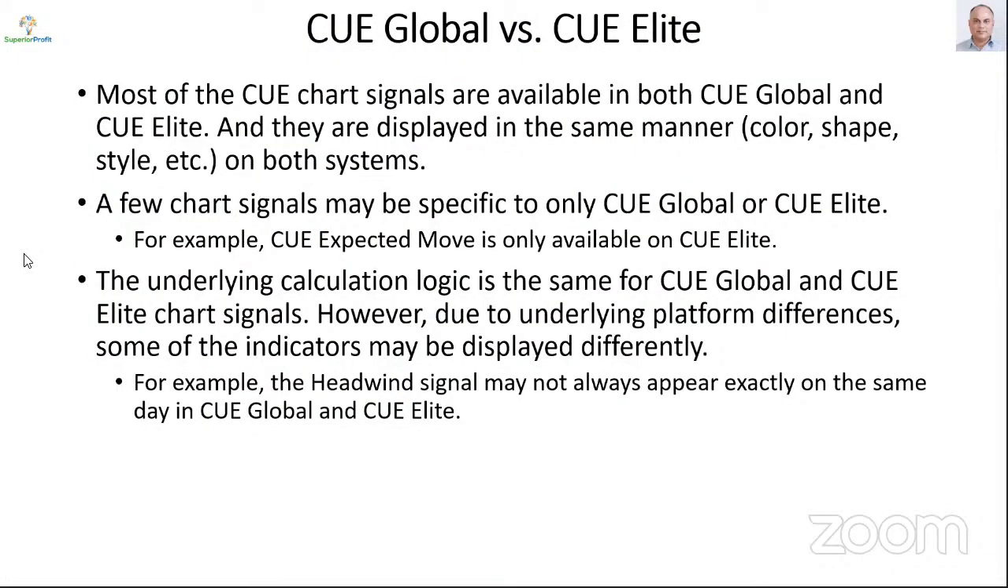Q Global versus Q Elite. What are some differences? Most of the Q chart signals are available in both Q Global and Q Elite, and they are displayed mostly in the same manner in terms of color, shape, style, etc. However, a few chart signals may be specific to only Q Global or Q Elite. For example, Q expected move is only available in Q Elite because MetaStock does not provide the necessary data yet.